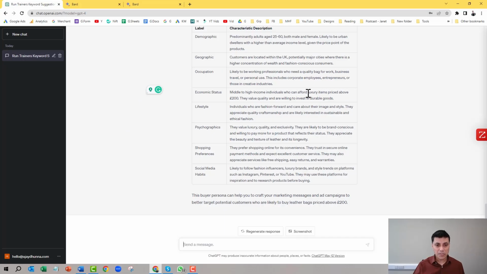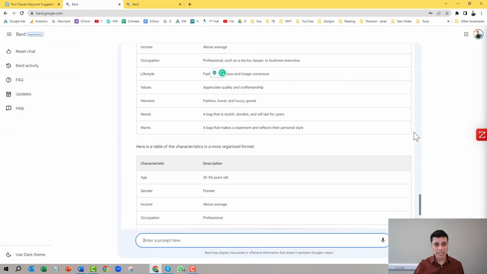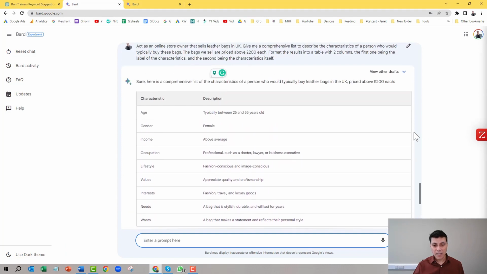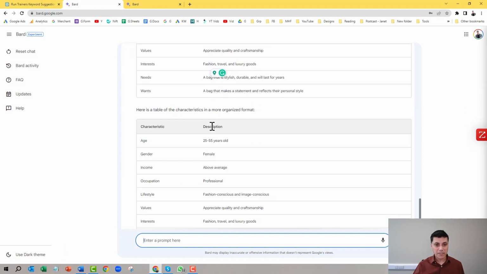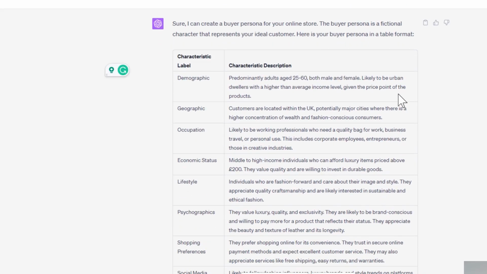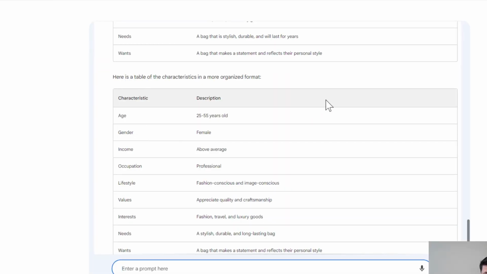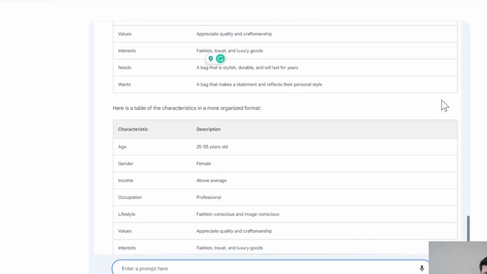Okay, so we've got the results from ChatGPT, and we've also got the results from BARD as well. So let's see what one of the main differences is. I can instantly tell one of the main differences is that with ChatGPT, I've got a single table of results, so everything bundled into one table, whereas BARD seems to have broken the table down into several groups.